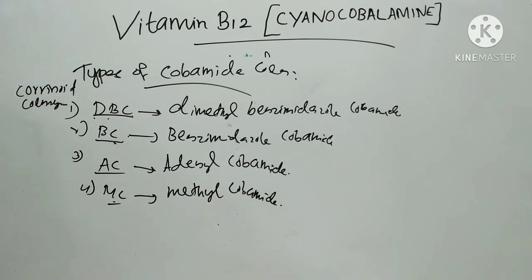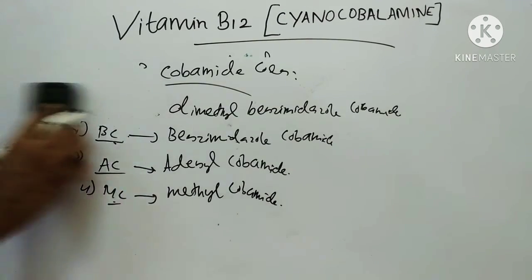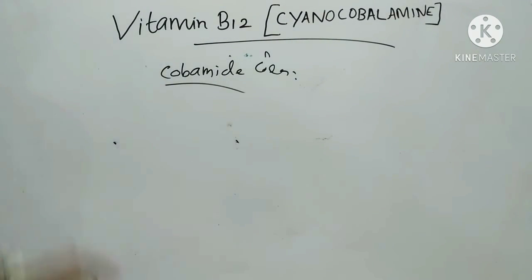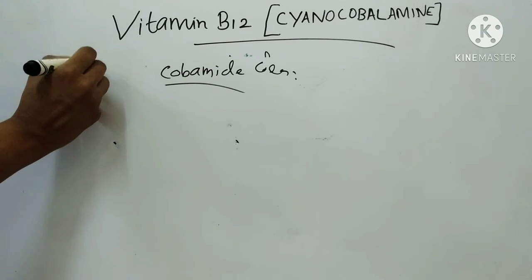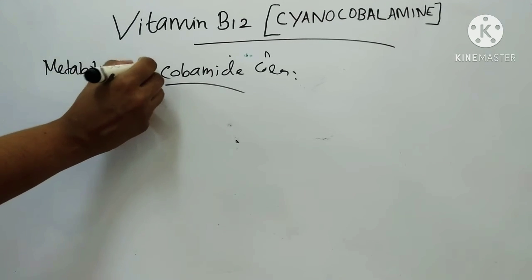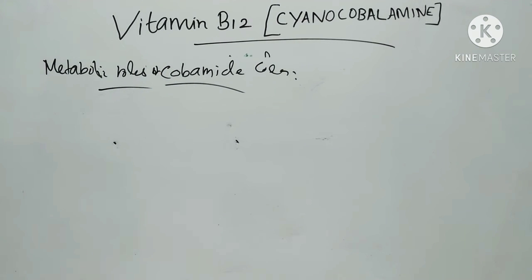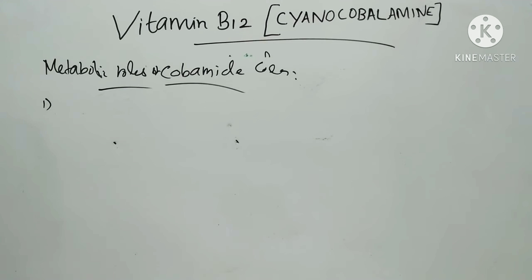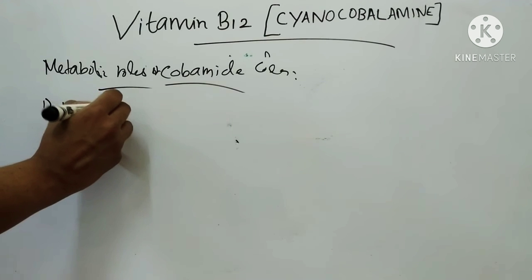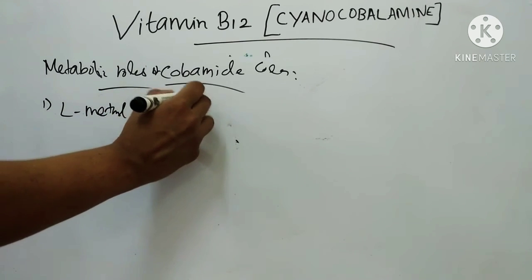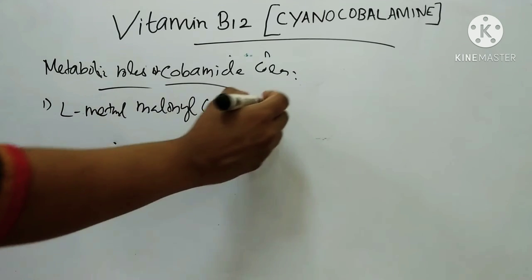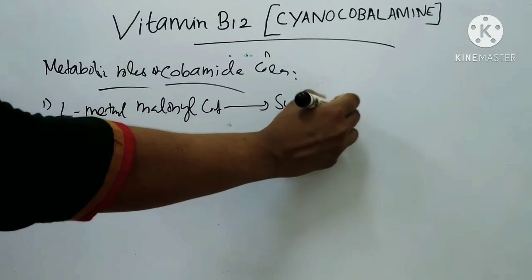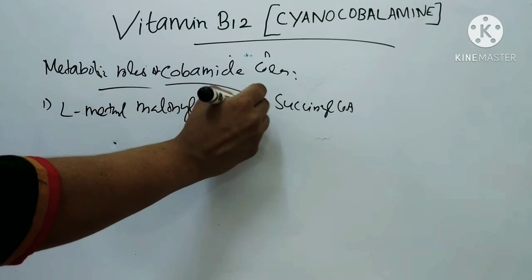Next we will see the metabolic roles of these cobamide coenzymes. First reaction is methylmalonyl CoA to succinyl CoA. L-methylmalonyl CoA is converted to succinyl CoA. Here B12 acts as the coenzyme.